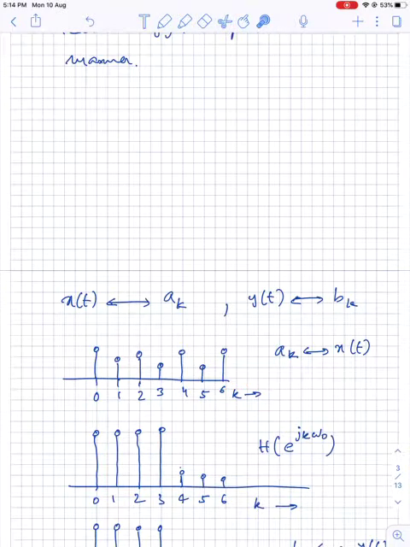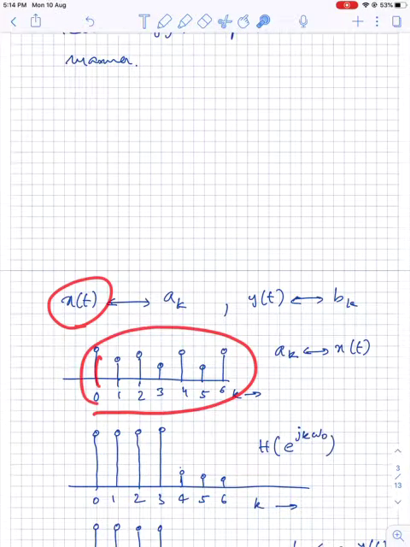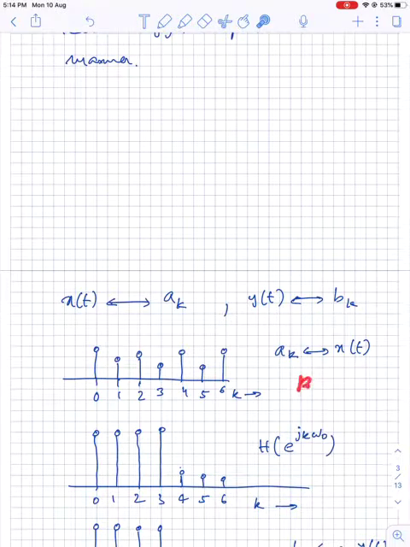So you can see that this essentially means that your x of t has got all these frequencies which are present, where all these 0, 1, 2, 3, 4, 5 are all the multiples k omega naught, where omega naught is the fundamental frequency of x(t). So these are the Fourier series representations of x(t). Essentially, this is the spectrum of x(t).